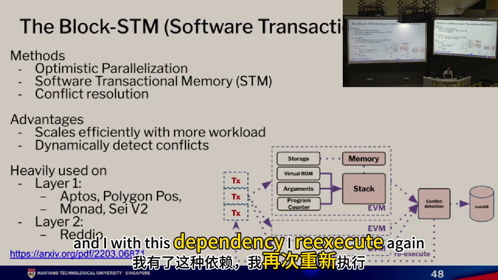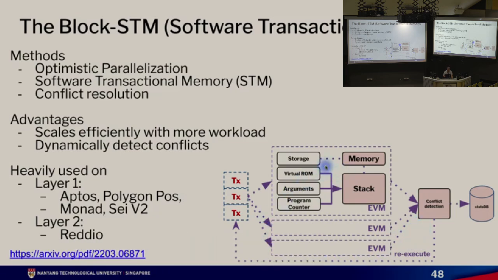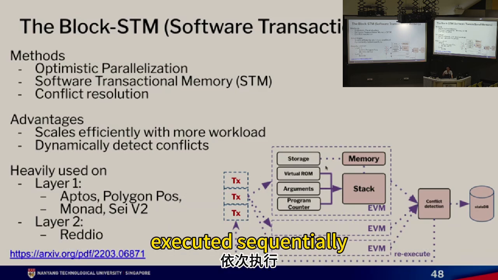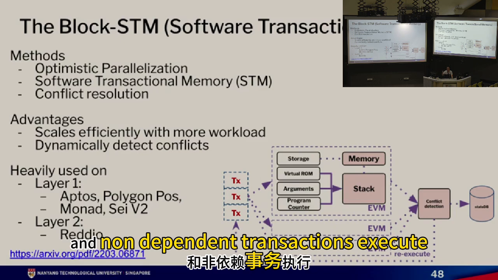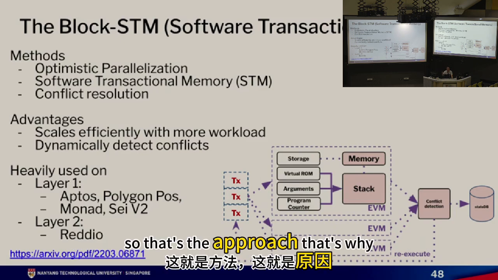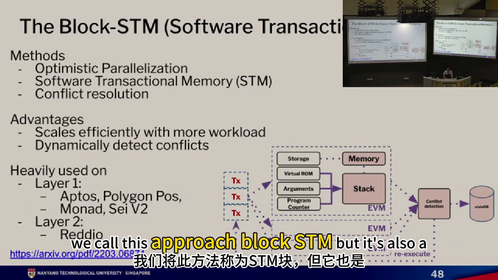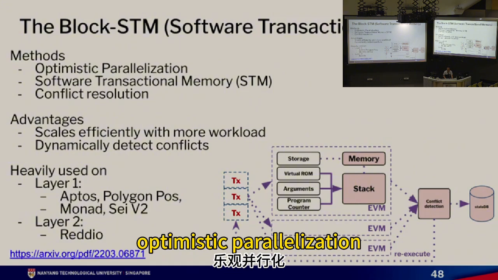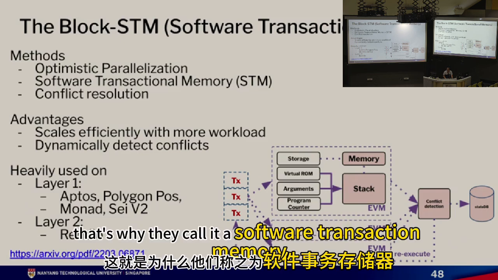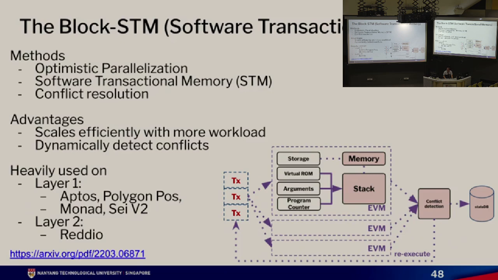And after this conflict is detected, now I know the dependencies for the transactions. With these dependencies, I re-execute again, making sure all those dependent transactions are executed sequentially, and non-dependent transactions execute in parallel. So that's the approach. That's why we call this Block-STM, but it's also optimistic parallelization. And all this happens in memory, that's why we call it a software transactional memory approach.